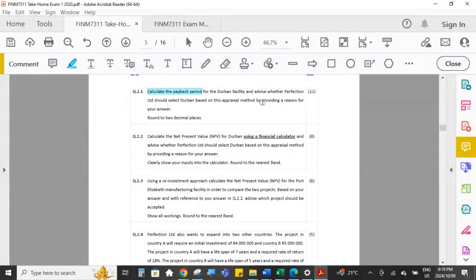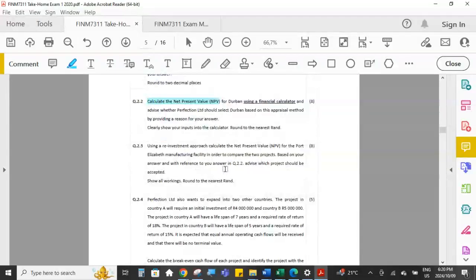And then number 3, you should also give a reason. And then our other method, appraisal method, is calculate the net present value for Durban. In this case, they say using the financial calculator, which is the easiest method anyway. And then also advise whether they should select it and give a reason. In this one here, clearly show your inputs into the calculator, and in both instances, round to the nearest rand. And this one here was for 8 marks.